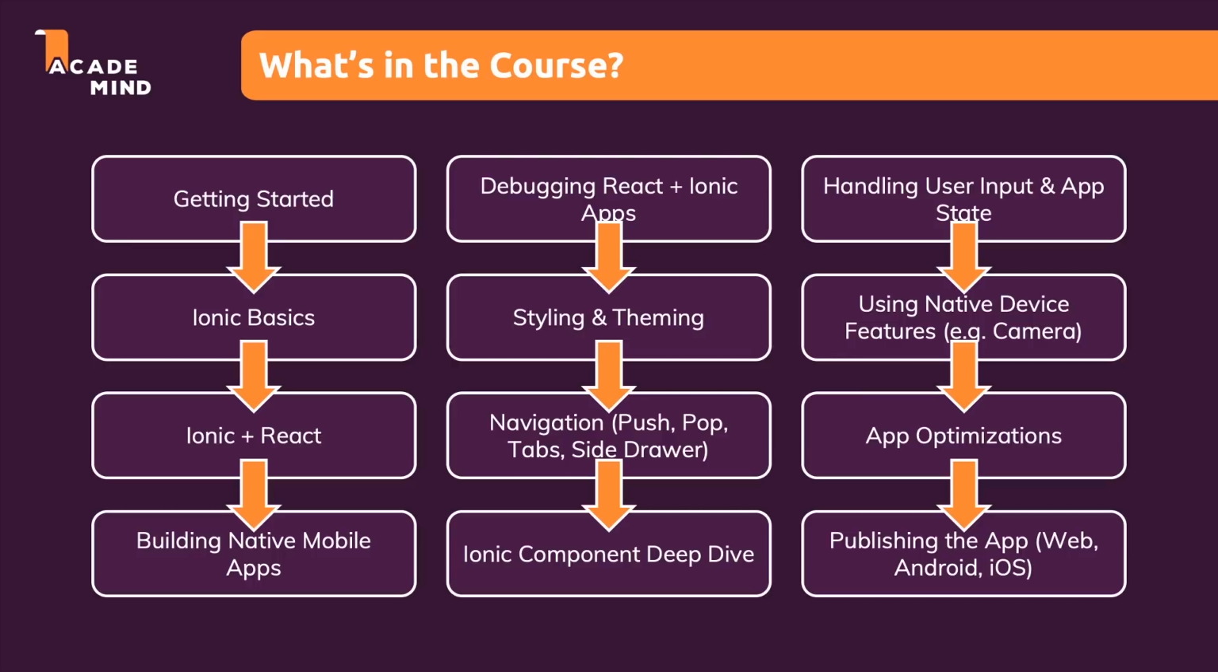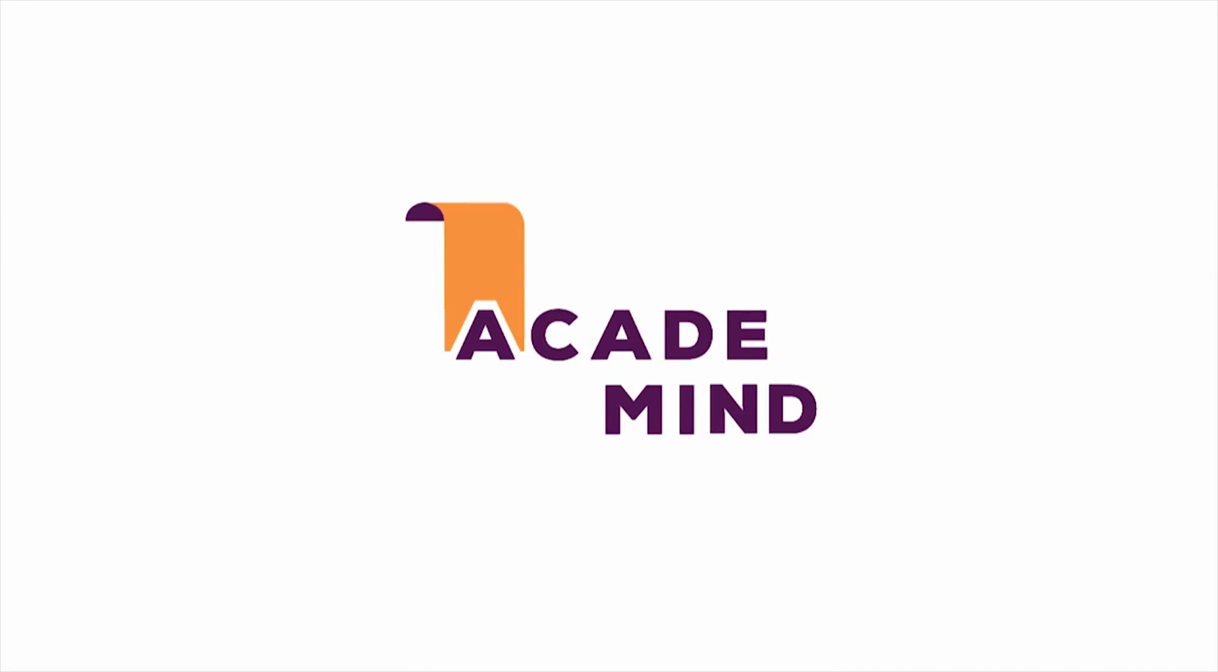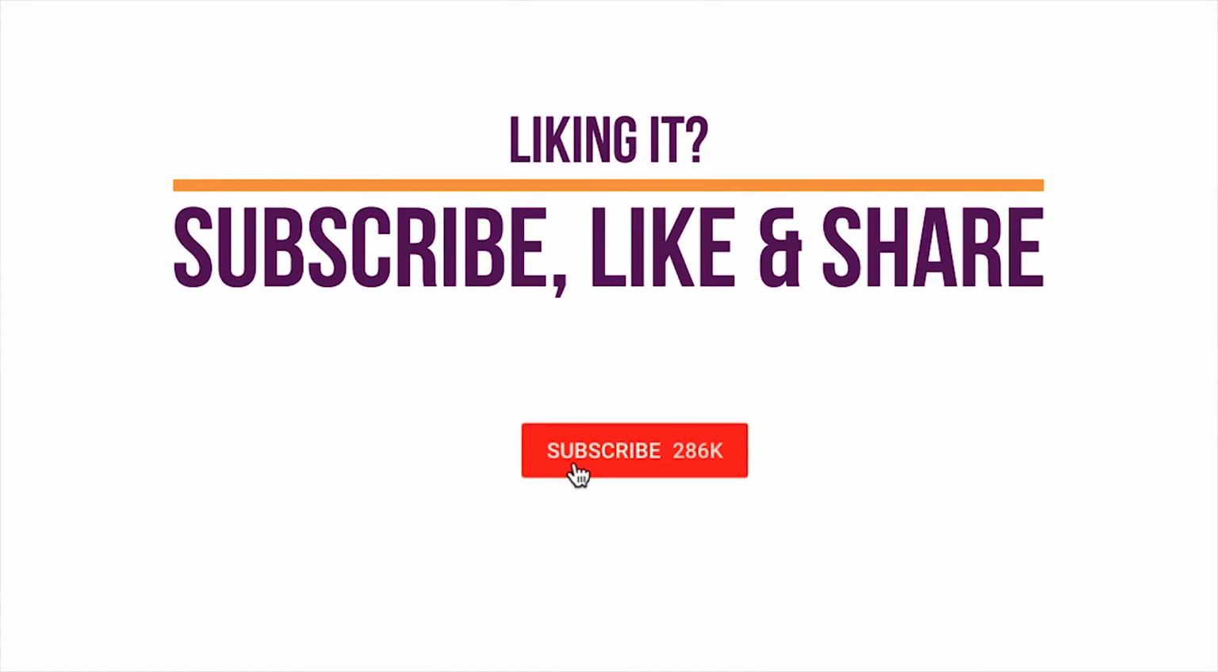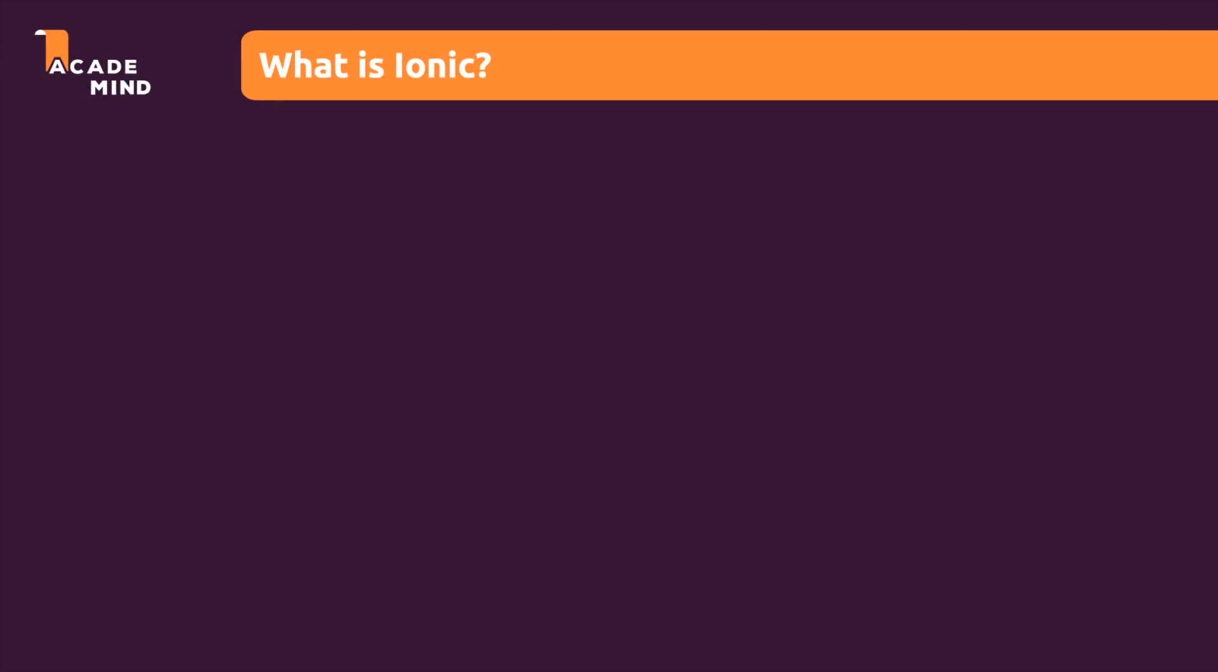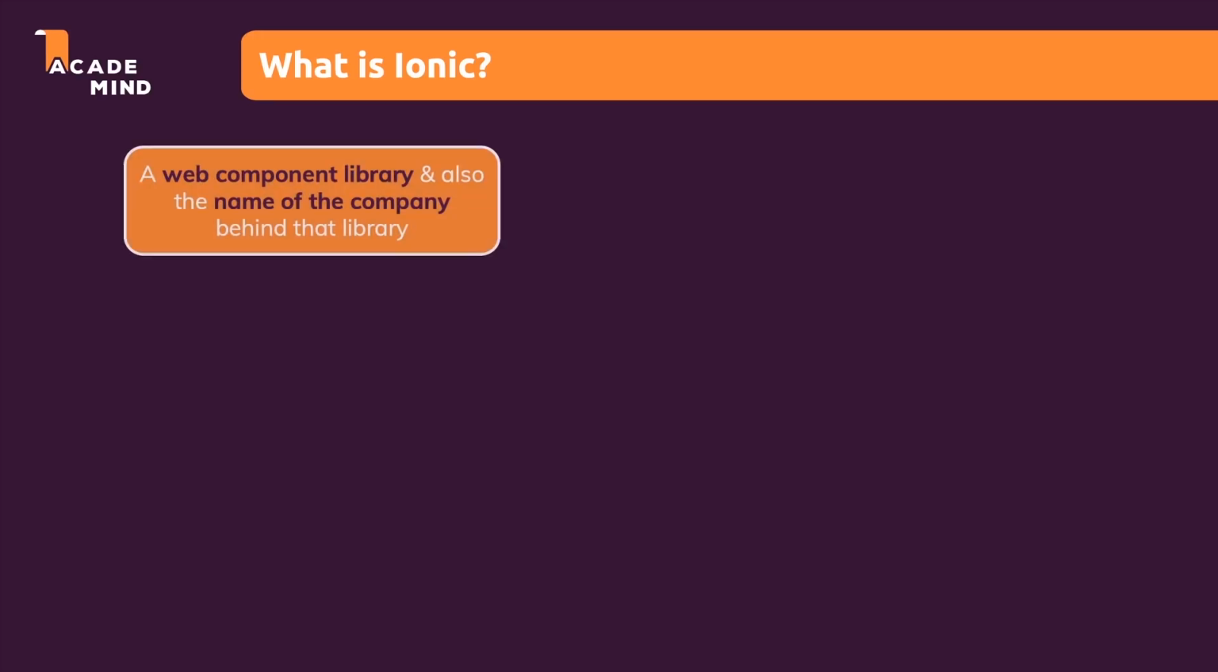What exactly is Ionic and why do we use it? So what is Ionic? Ionic is two things actually. It's a web component library, and it's also the name of a company, the company behind that library.